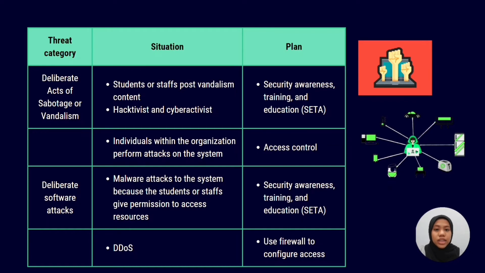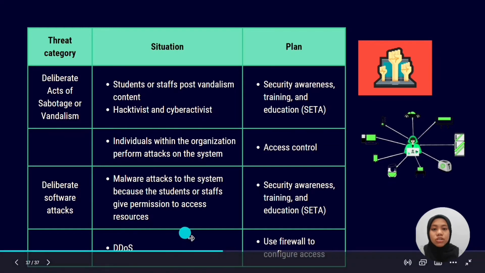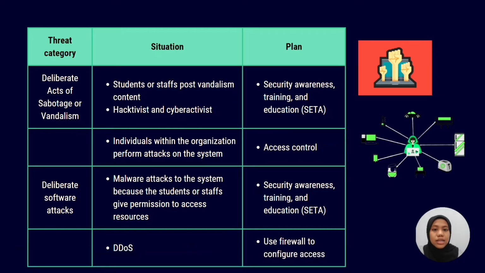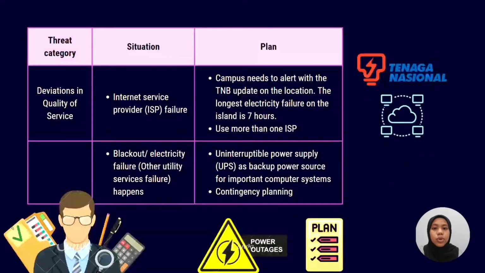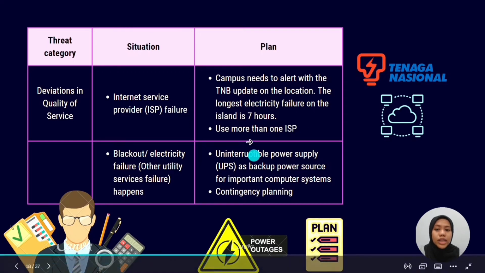After that, software attacks such as malware and DDoS can get into the campus network when the authorized individual grants permission to access. To prevent this attack, SETA and firewall are needed. For this one, deviation in quality could happen to the network when the ISP fails to function as stated. To solve this problem, the campus needs to depend on more than one ISP.